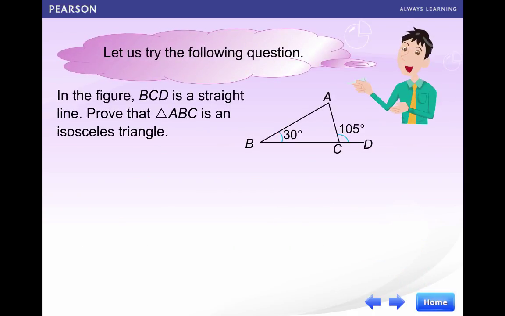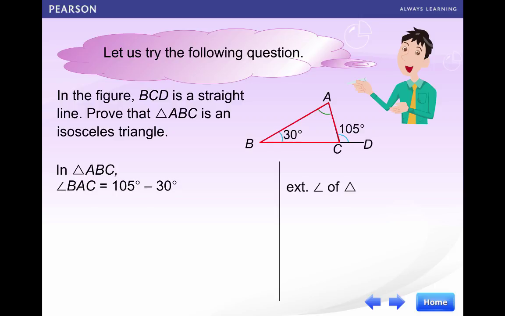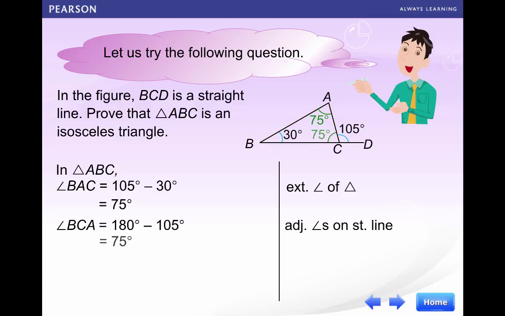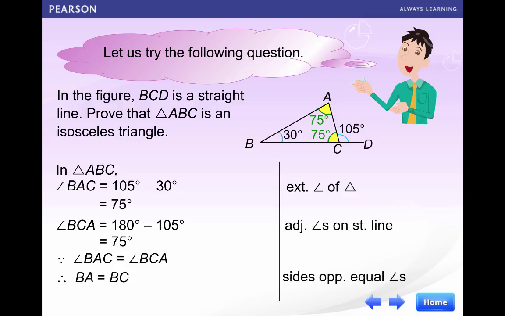So we try to apply these theorems. Look at this question. We try to prove that this triangle is an isosceles triangle. First, we want to find the angles. In this triangle ABC, angle BAC plus 30 degrees equals 105 degrees because exterior angle of triangle. So this is 75 degrees. And we find another angle by using adjacent angles on a straight line. So this angle is also 75 degrees. And because these two angles are the same, therefore these two lines BA and BC are equal. The reason is sides opposite equal angles.